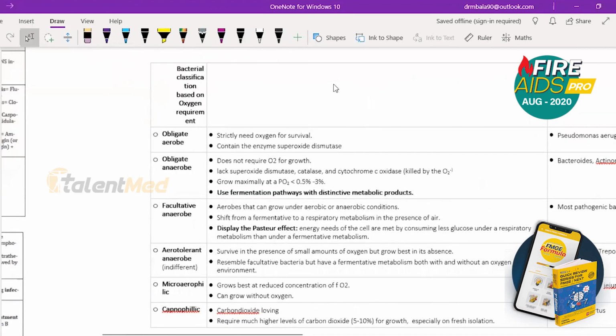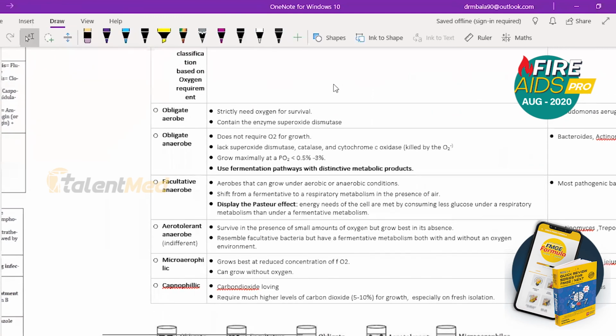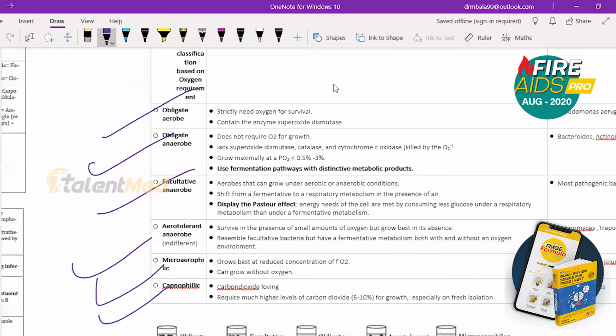Then based on their oxygen requirement, bacteria are broadly classified into obligate aerobe, obligate anaerobe, facultative aerobe, aerotolerant anaerobe, microaerophilic, and capnophilic. I'll come from the bottom. Capnophilic is carbon dioxide loving. So you have to remember Brucella is capnophilic. Brucella is a bacteria that is carbon dioxide loving.